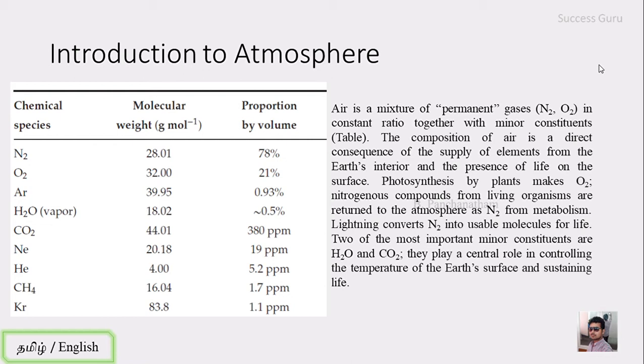Two of the most important minor constituents are H2O and CO2, that is, water vapor and carbon dioxide, because they play a central role in controlling the temperature of the Earth's surface and sustaining life. As you know, with the greenhouse effect, if there were no water vapor and carbon dioxide, the mean temperature of the Earth would be somewhere near minus 15 degrees Celsius, where there would be no possibility of living organisms. Due to greenhouse gases such as CO2 and H2O, the Earth's average temperature is about plus 15 degrees Celsius, and that is why life is present on the Earth. That is why they are called greenhouse gases, you know, right?